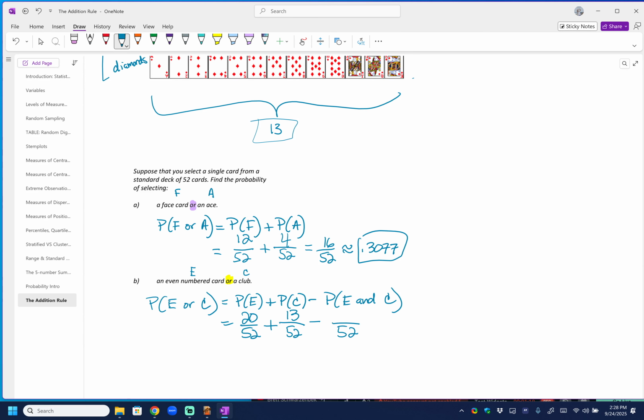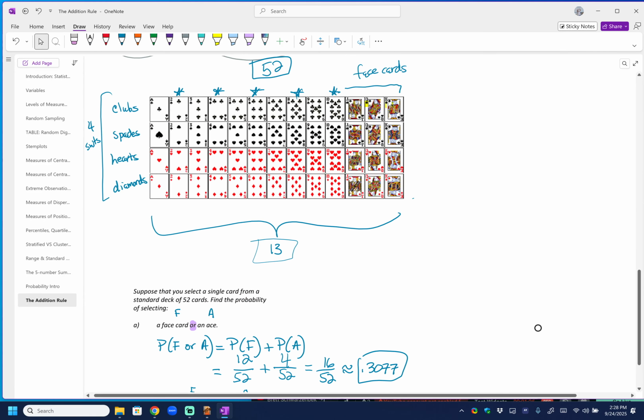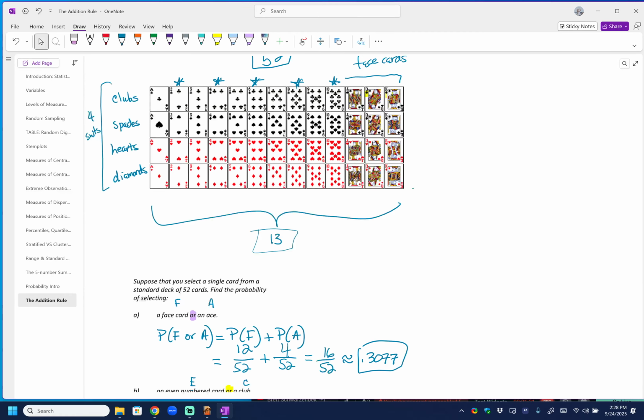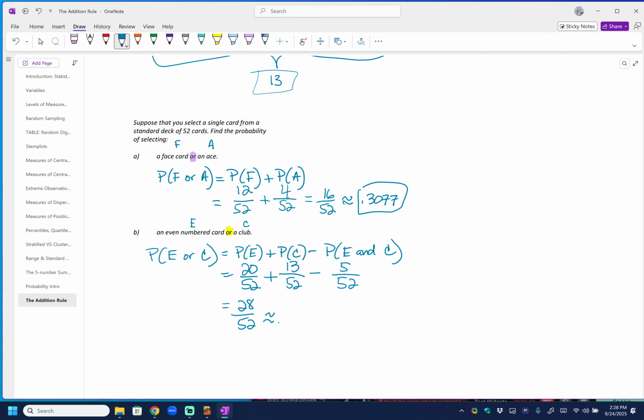So what does that mean? That means we're looking for the even number clubs. Well, we already highlighted them with stars here. There are 5 in each suit, and we're looking for specifically clubs, so we're taking out 5. So if we do 20 plus 13 minus 5, we're going to get 28 out of 52, which is going to give us approximately 0.5385 as our probability.